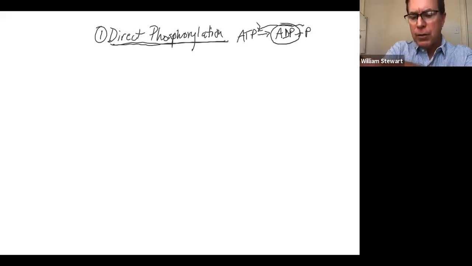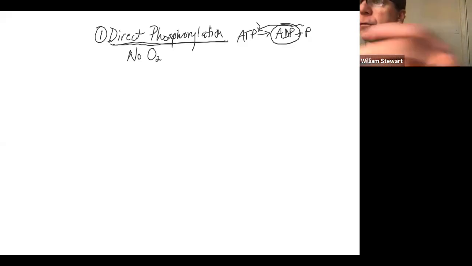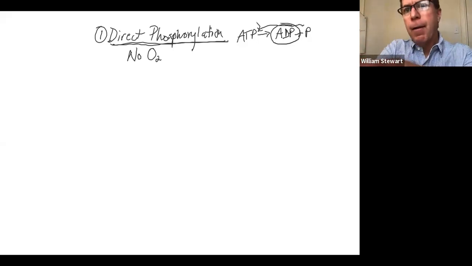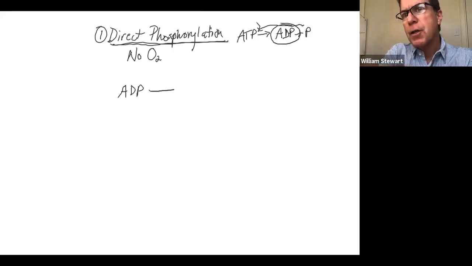So direct phosphorylation occurs in the absence of oxygen. So I'm going to write no O2. This can occur even when we're holding our breath or there's no oxygen present in the cell. We're going to start with the ADP. That's the used ATP. It's already been used up. And what we want to create is a new ATP molecule.